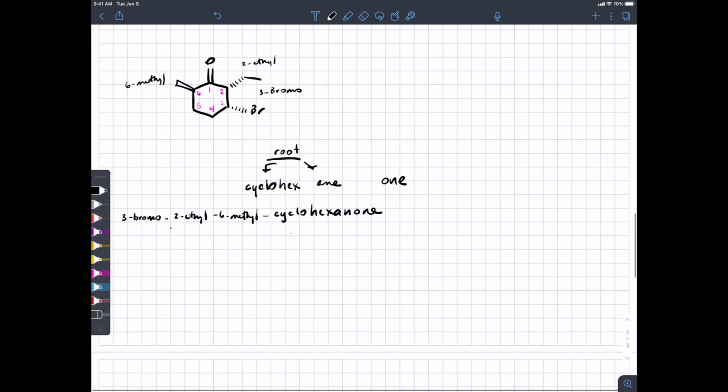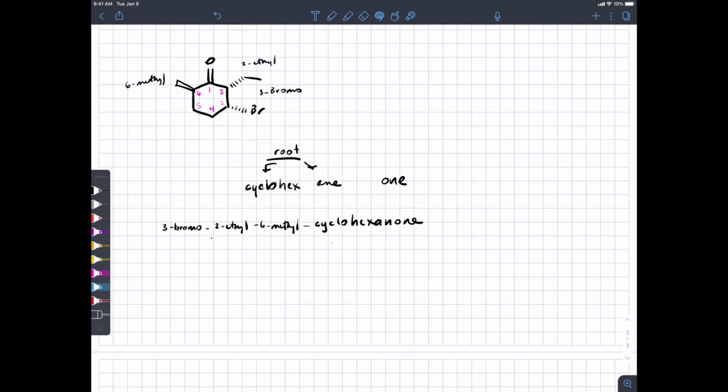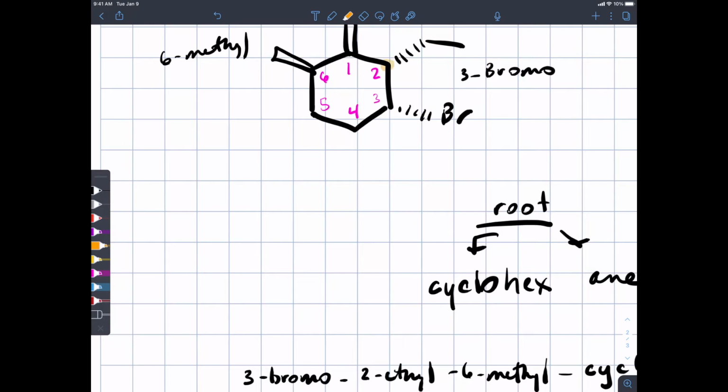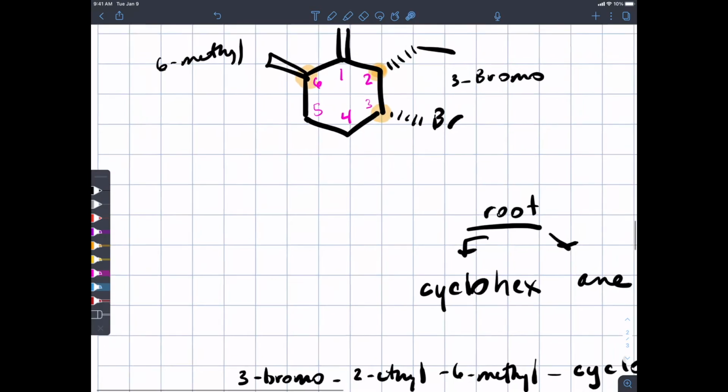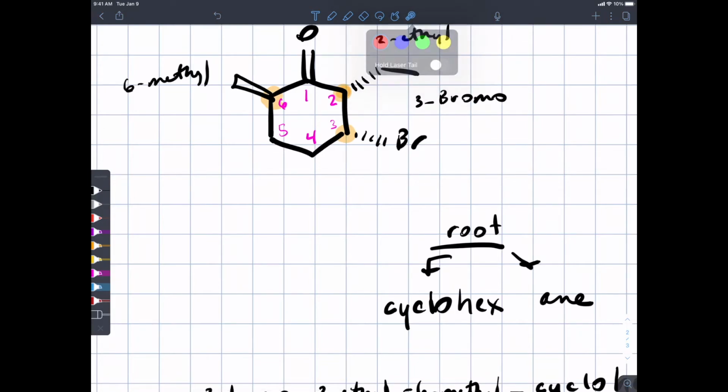cyclohexanone. Now, what I'm not showing you is, and there was a question earlier about these R and S numbers, I will tell you that at each of these carbons, there is another option. This ethyl group could be up, the bromo group could be up, and the methyl group could be down. And we have to have a way of specifying that, and we'll learn that in Chapter 5, but we're going to ignore that now. Yeah?